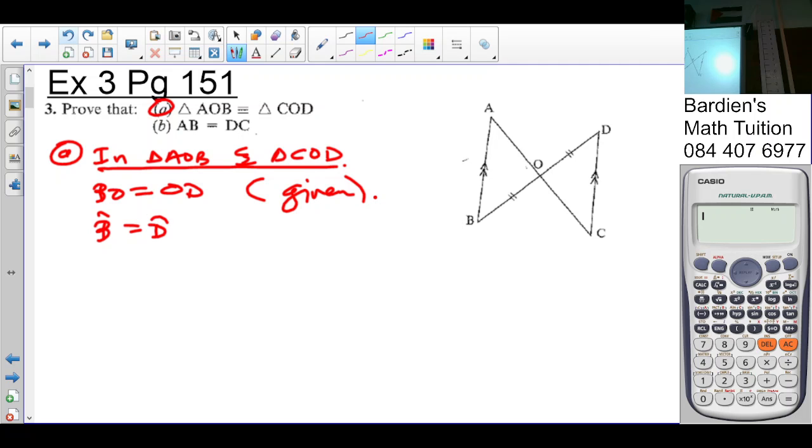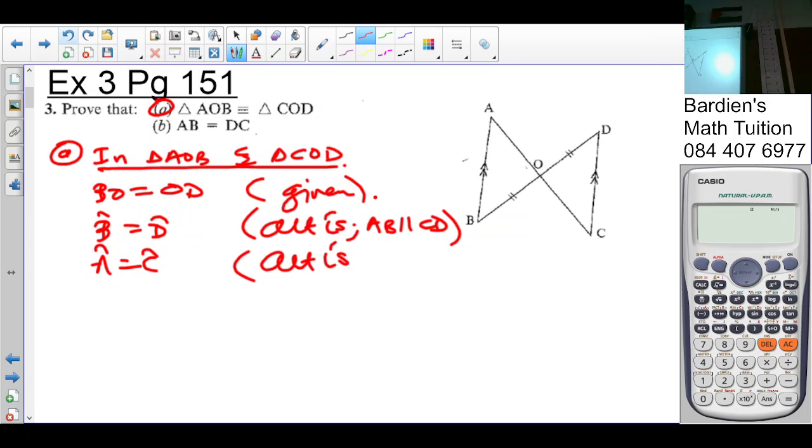Angle B is equal to D. It's alternate angles with AB being parallel to CD. One more. Angle A is equal to angle C. Why? Also alternate angles with AB parallel to DC. Or I could have said something else. Vertically opposite. I could have said that AOB is equal to DOC. Vertically opposite. You could have said that as well.